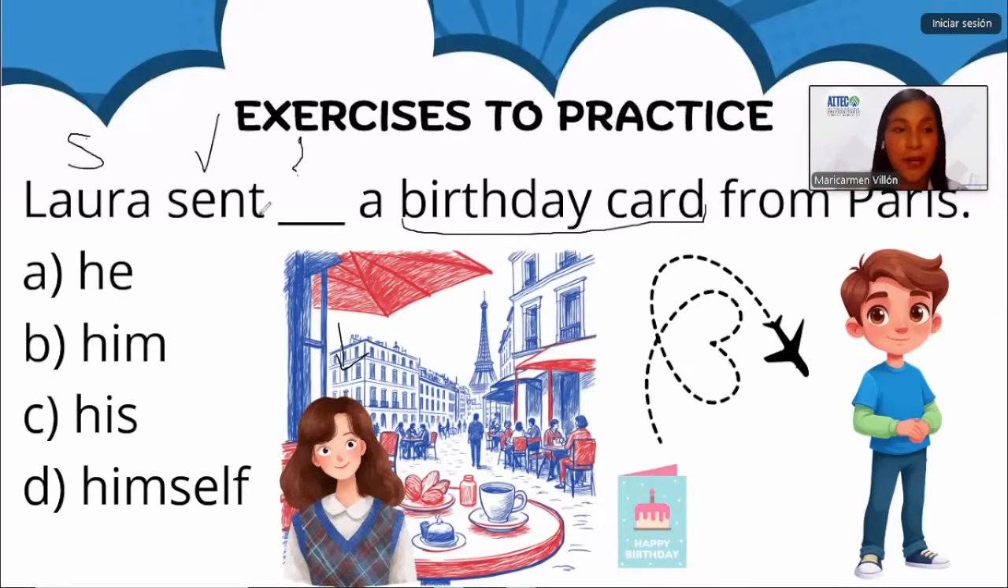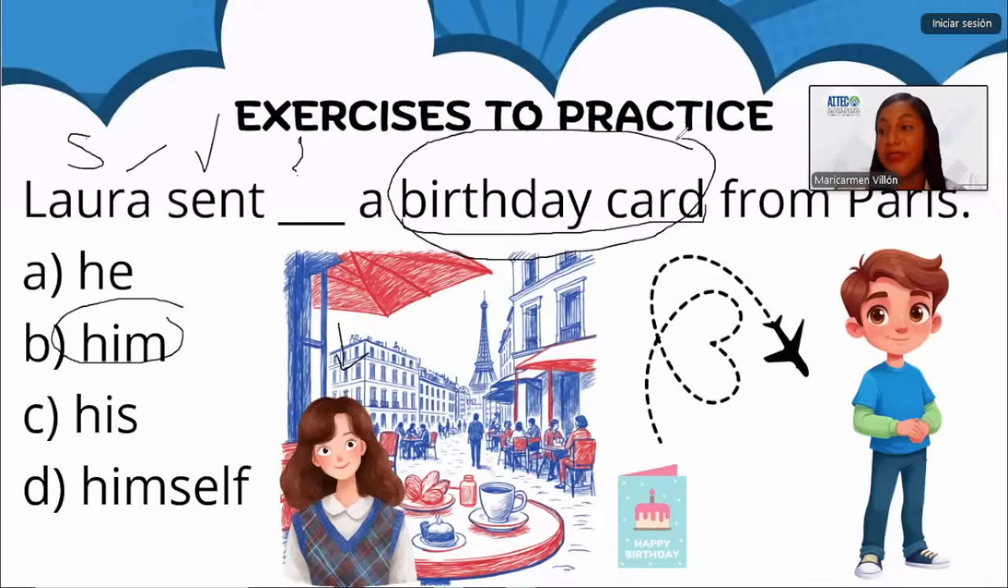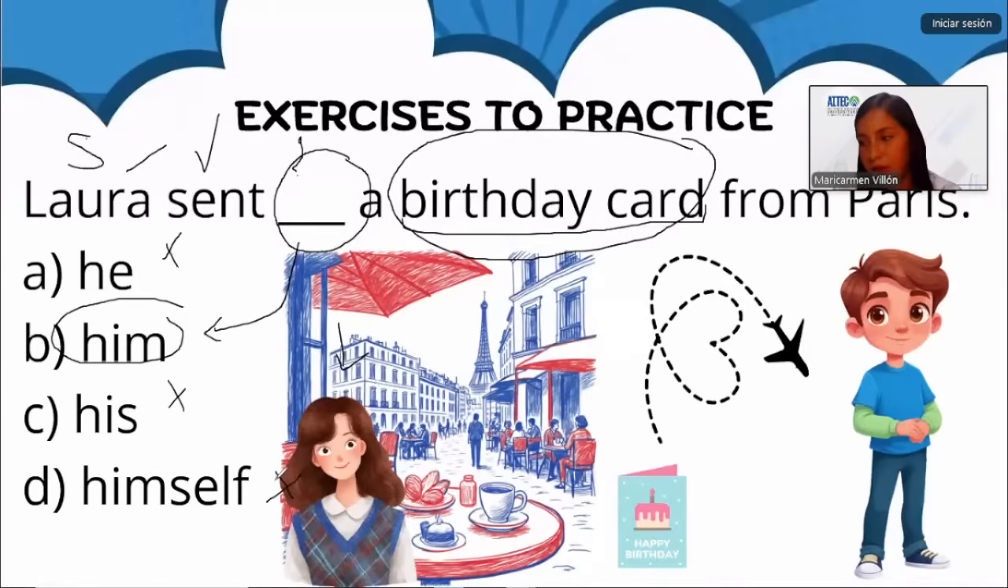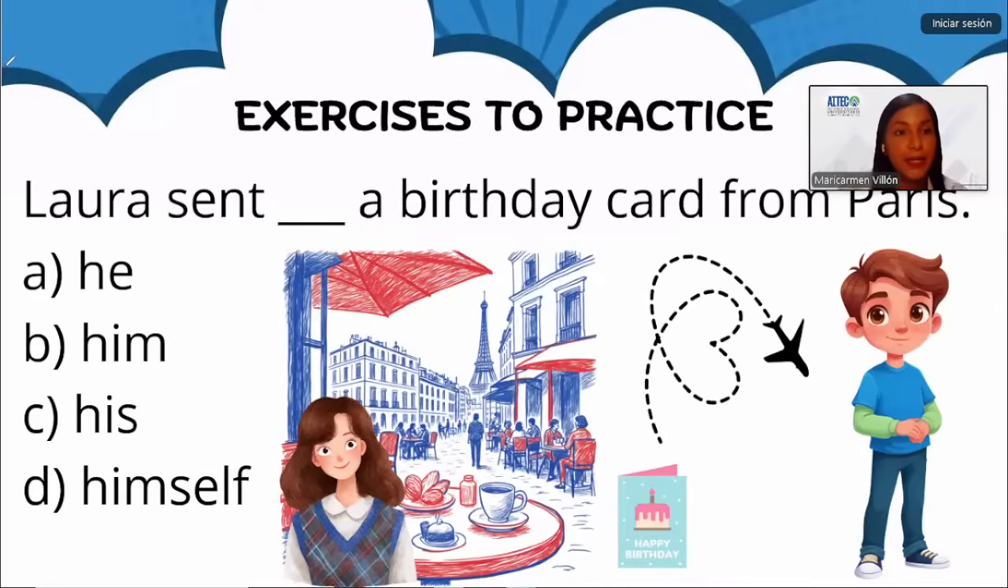So yes, here we got the sentence correctly. So Laura sent him, that's correct, him a birthday card from Paris. Remember that birthday card will be the thing, that will be the direct object. Indirect object means the object pronoun. Remember that, es utilizar el object pronoun. He no es, that's not. This is a possessive, and this is as well. That's not the answer. Very good, Paula. Okay, so that was the first example here. Let's take a look at the next one.